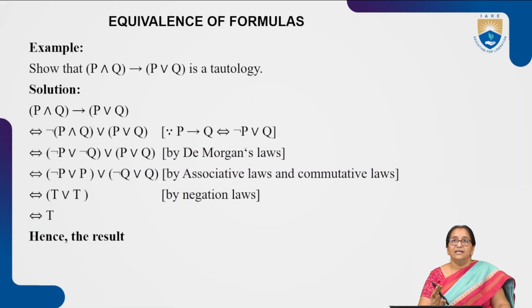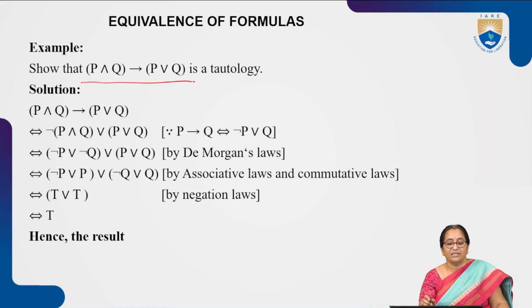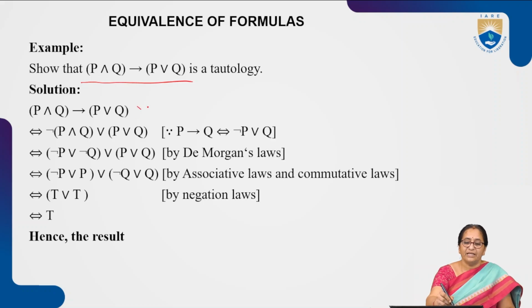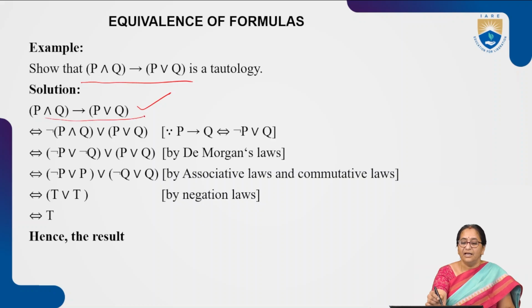Similarly we can show that P and Q to P or Q is also a tautology. By constructing a truth table also, we can show this. Without a truth table also, we can easily identify P and Q to P or Q. This is similar to the P to Q, that is negation of P or Q.